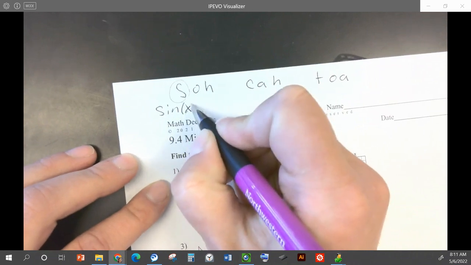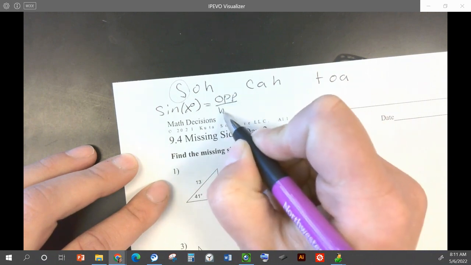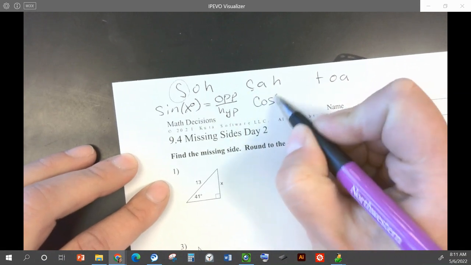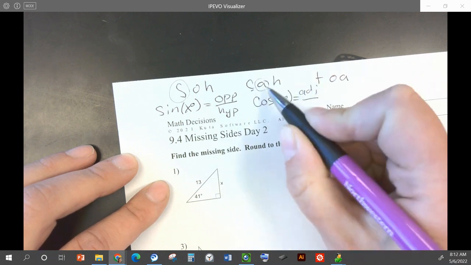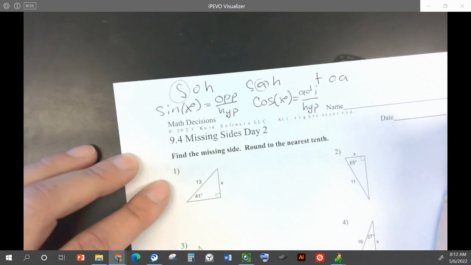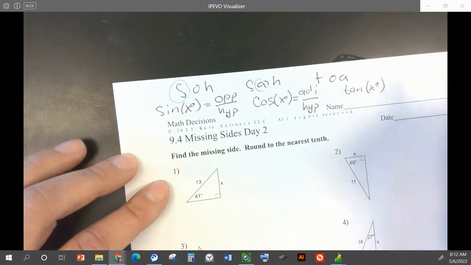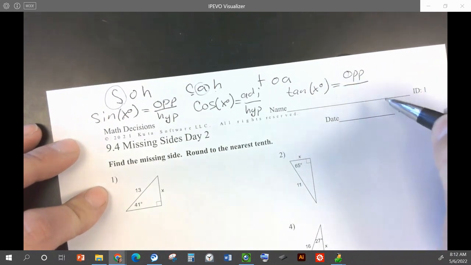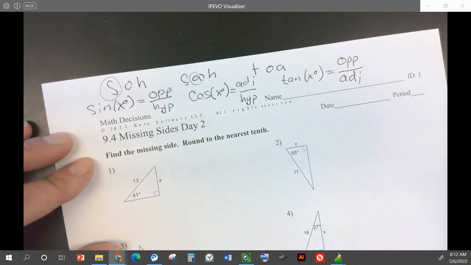Sine of the angle equals the opposite side over the hypotenuse length. Cosine of the angle is the adjacent over the hypotenuse length. And the last one, tangent of the angle equals the opposite side length over the adjacent side length. So anytime I know I'm going to use these trig functions, I like to write this at the top of my paper.